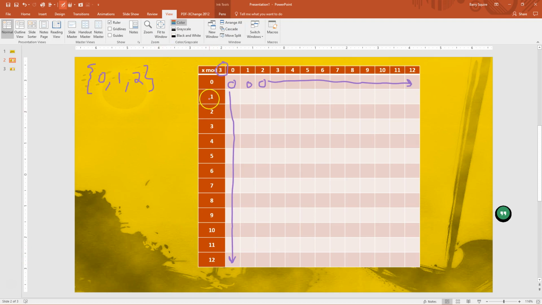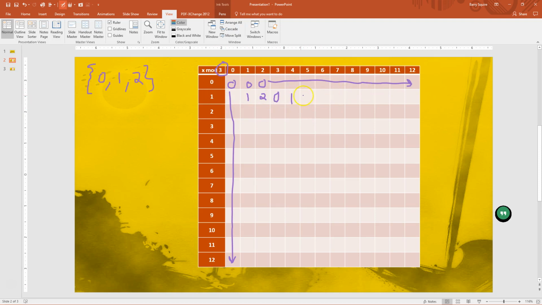But let's start doing the ones. And we're in mod 3. So we do 1 times 1. That's going to give us 1. 1 times 2. Well, that's going to give us 2. 1 times 3, that gives us 3, but we can't use 3, so we start going over. There it is, 0. 1 times 4 is 4, so that's going to be 1. So the ones look like they're going to be pretty simple too. Going to be kind of just like addition.